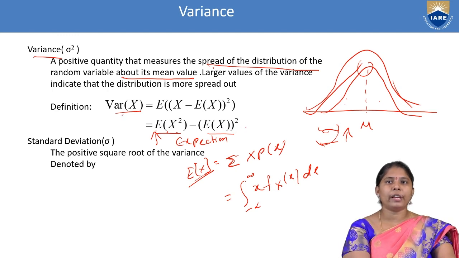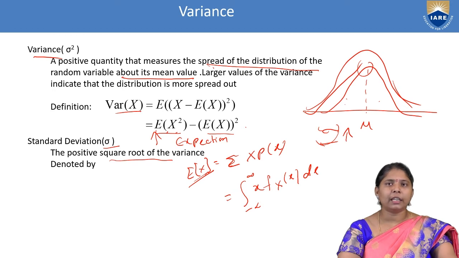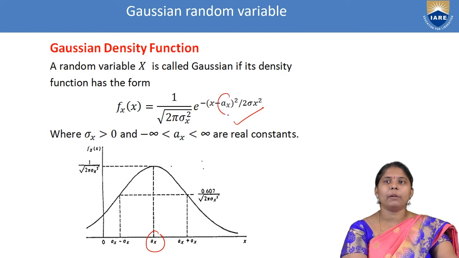After calculation of variance, you can calculate the standard deviation also. It is the square root of the variance. All these play a vital role in communication system design and in compression also. Next we have, as I told earlier, the Gaussian density function. Its mathematical equation is there, and this Gaussian density function is maximum at the mean. Here a_x is called the mean and sigma_x is called the standard deviation.